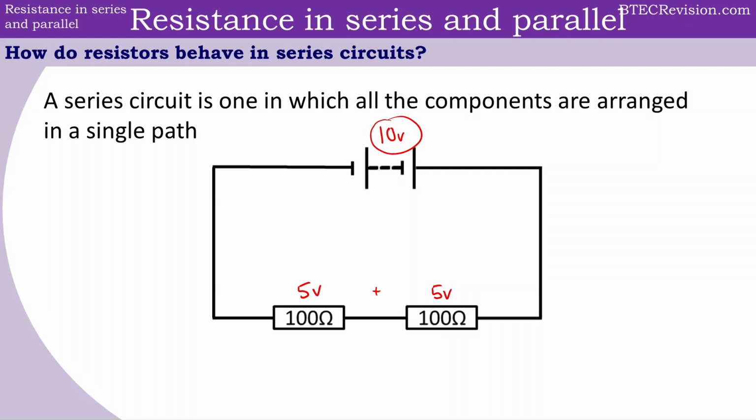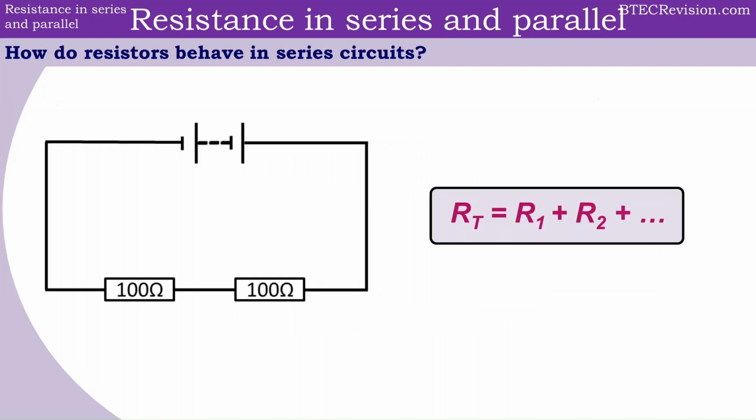How do resistors behave in series circuits? Well, let's have a think. If we have electrons flowing in the circuit, then as they flow through the first resistor, they will experience 100 ohms of resistance. And as they go through the second, they will experience another 100 ohms of resistance. So in total, we can add them up to give us a value of 200 ohms. Therefore, we can say that the resistance in series circuits adds up, and it's given by this equation.